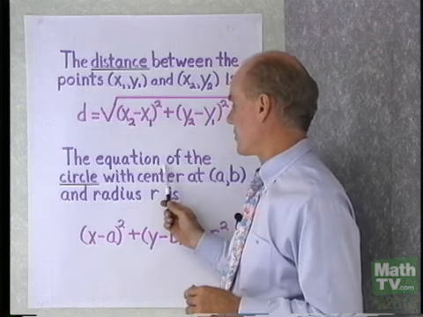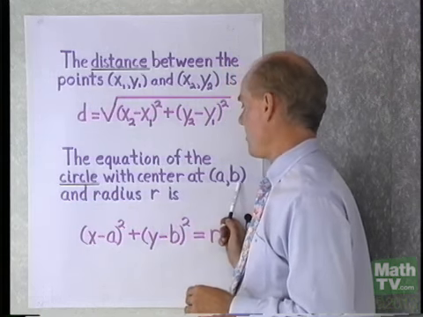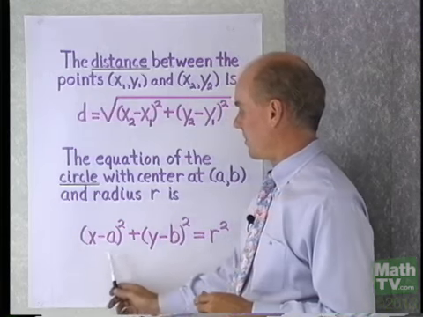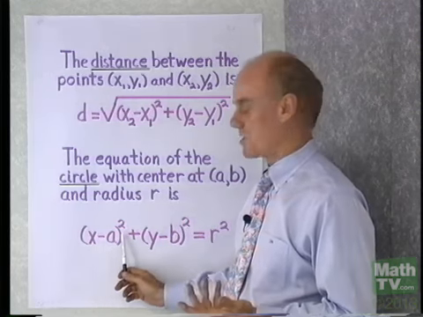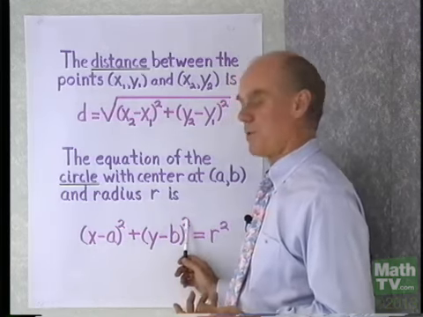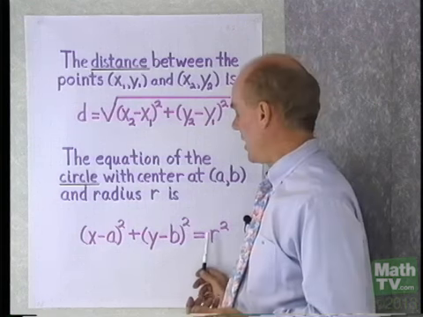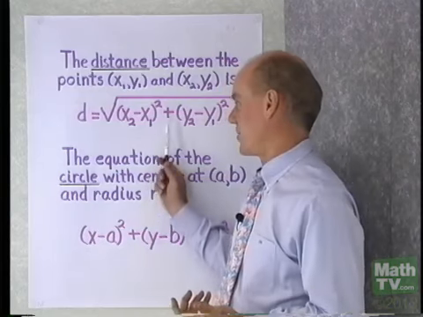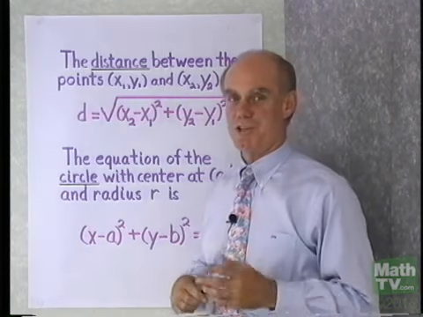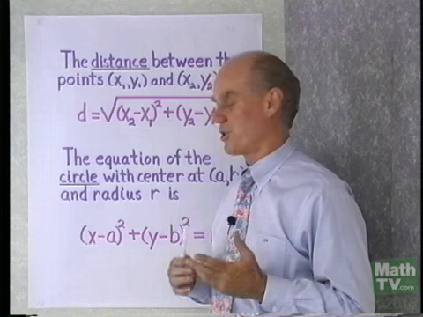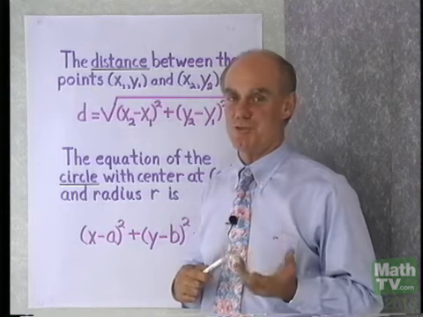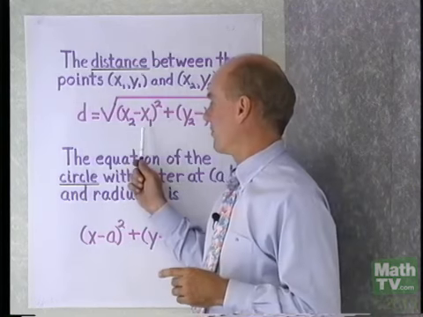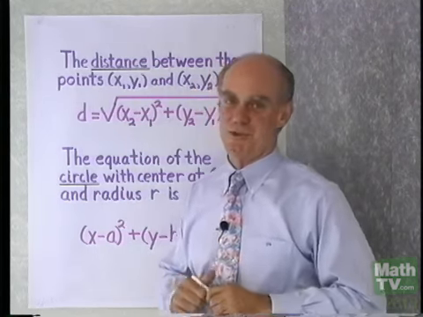Now, the equation of a circle with a center at the point (a, b) and a radius of r is given by (x minus a) quantity squared plus (y minus b) quantity squared equals r squared. Now, this formula for the equation of a circle comes from the distance formula, and if you want to see the derivation of that, you're going to have to look in the book. All we want to do in the video lesson here is see if we can use these two formulas. So first, let's look at an application of the distance formula.